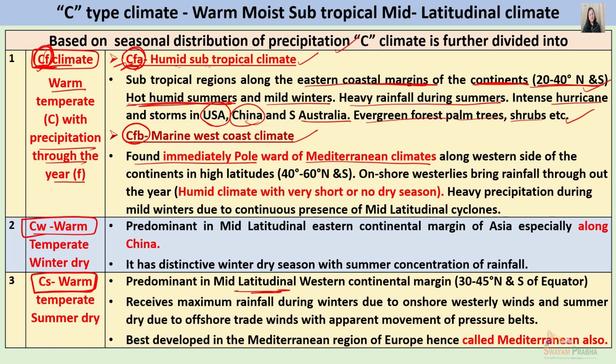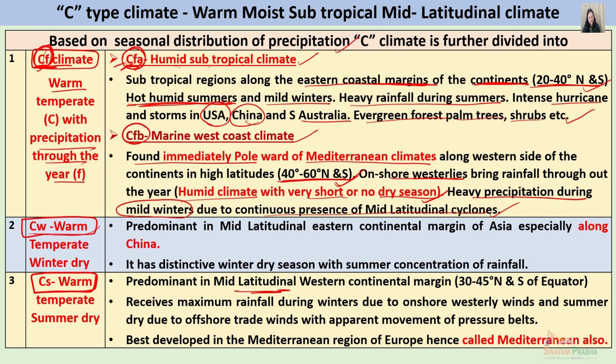But you have to understand that these types of climates are found along the western margins, and they extend between 40 to 60 degree latitude in both hemispheres, and they primarily receive rainfall throughout the year, mainly because of onshore westerlies, because westerlies bring moisture-laden winds throughout the year to these regions, because of which they become humid with very short to no dry season. Heavy precipitation is experienced during the mild winter season due to continuous presence of mid-latitudinal cyclones in these regions and onshore westerlies throughout the year.